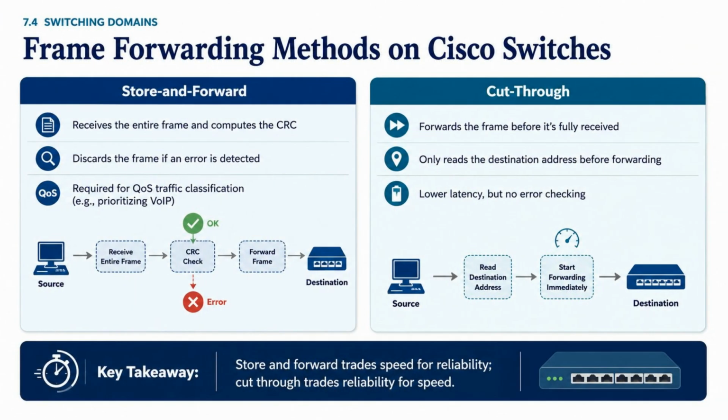Two frame forwarding methods on Cisco switches, contrasted on screen. Store and forward receives the whole frame, computes CRC, discards on error, required for QoS traffic classification like prioritizing VoIP, versus cut-through. Forwards before the frame is fully received, only reads the destination address, lower latency, no error checking. Store and forward trades speed for reliability. Cut-through trades reliability for speed.